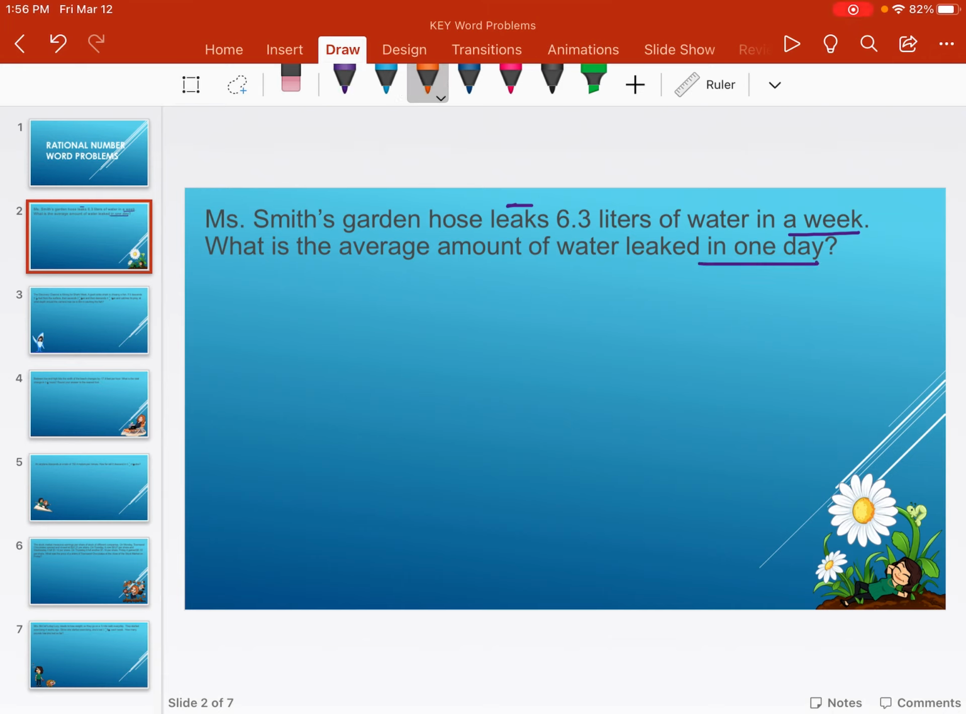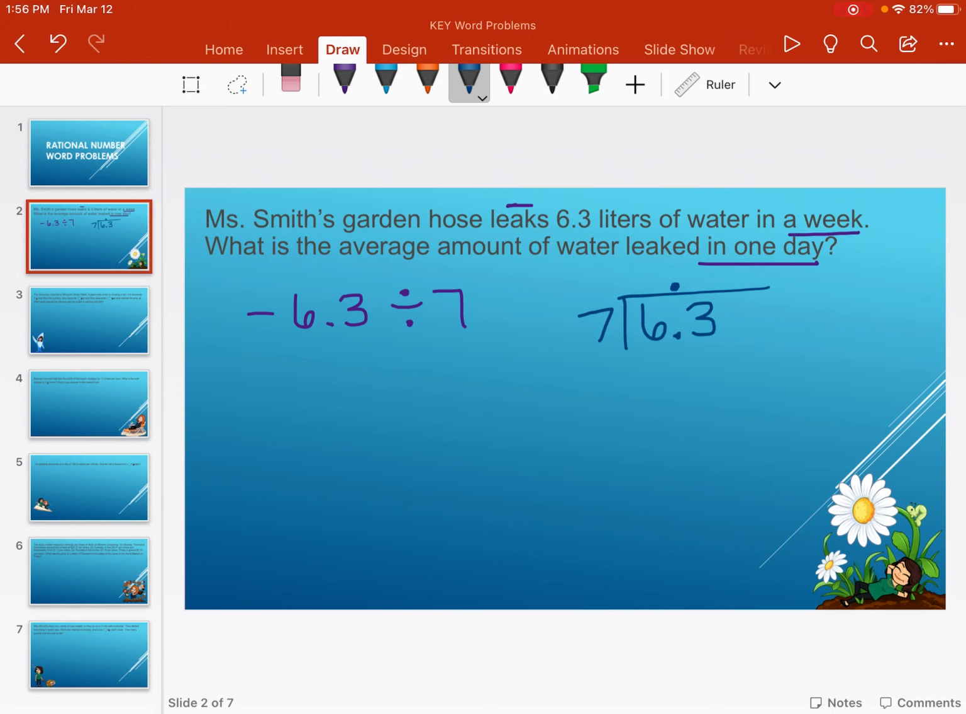So, a week is 7 days, so I'm going to have to divide this by 7 so that I can find out how much it is for one day. So I have negative 6.3 divided by 7 because there's 7 days. And remember, the 6.3 goes inside the house, divided by 7. Don't forget to raise your roof. Whoop, whoop. Bring that decimal up.